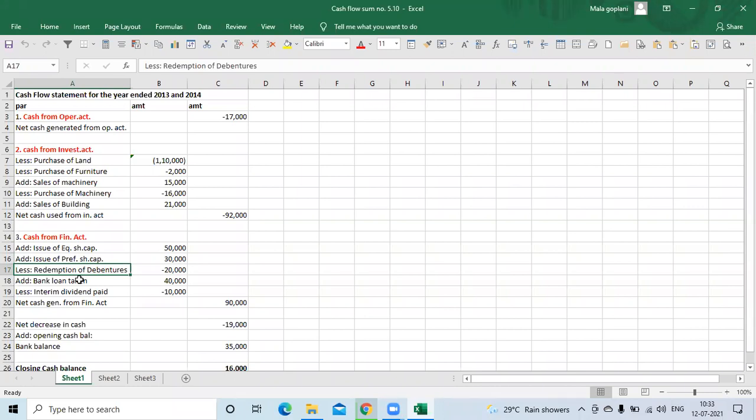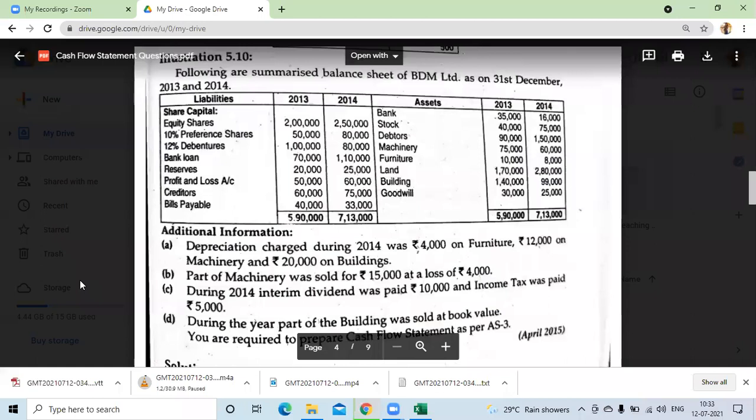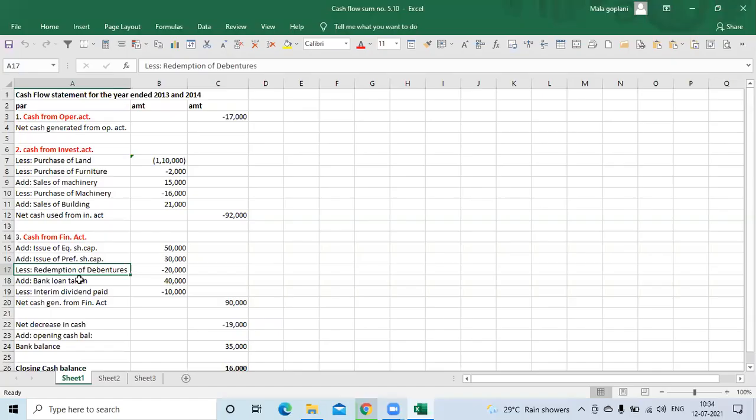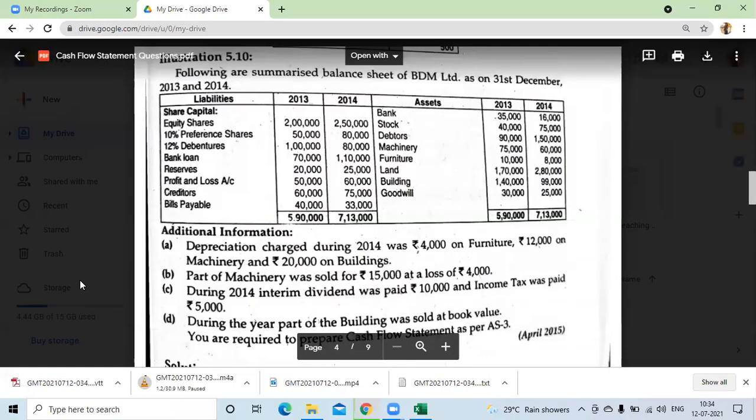So write down in the next line, cash flow from financing activity, less redemption of debentures. What is the difference between the two? 20,000, in bracket. Very good. Next, bank loan. How much was it earlier? 70,000. Now it is 1,10,000.